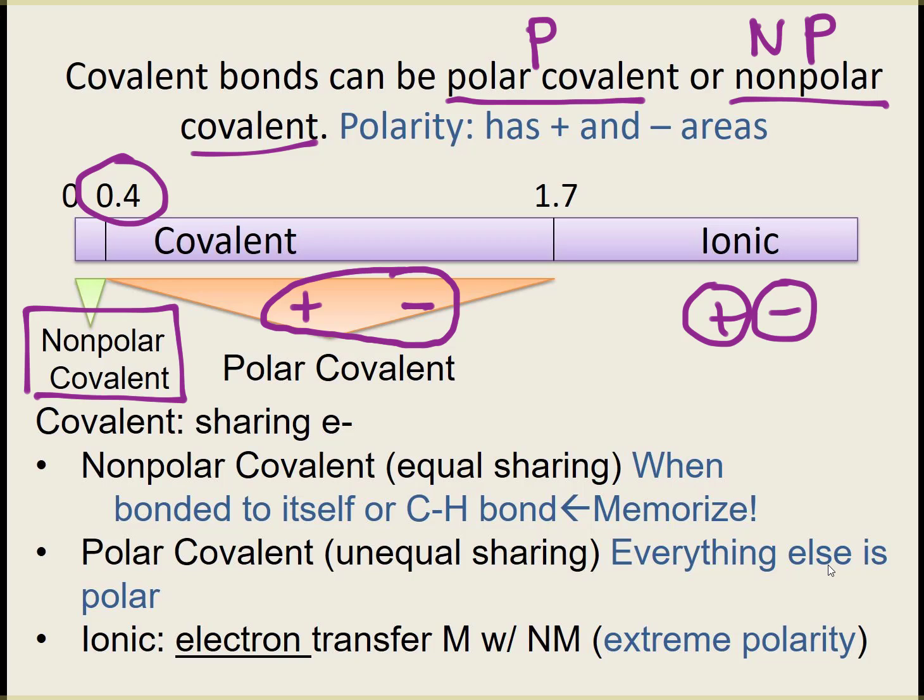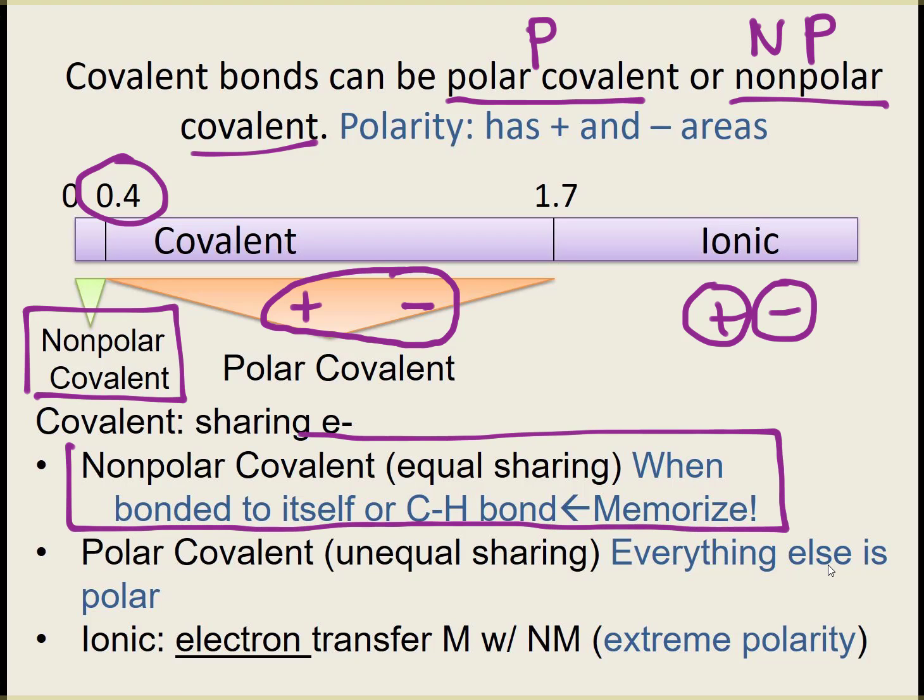All right, so how can you tell if something is nonpolar or polar? Well, you need to memorize what is nonpolar. So there's just really 2 rules to know. The rules for nonpolar covalent are: if it's bonded to itself or it's a carbon-hydrogen bond. So anytime you see a carbon-hydrogen bond, it is nonpolar covalent. That means that polar covalent would be everything else. So everything that's not bonded to itself and is not a carbon-hydrogen bond is going to be polar covalent. And then watch out for ionic.